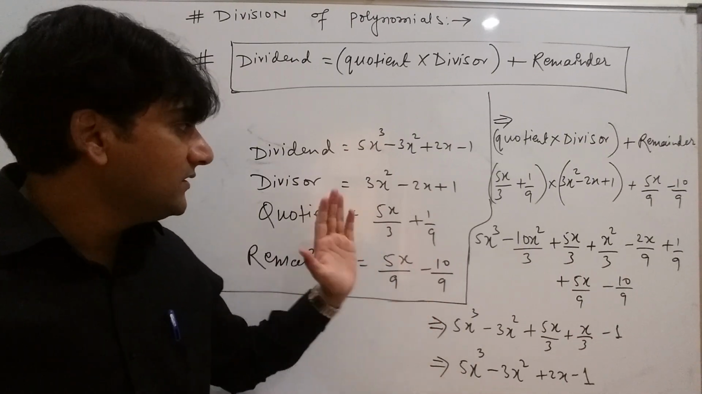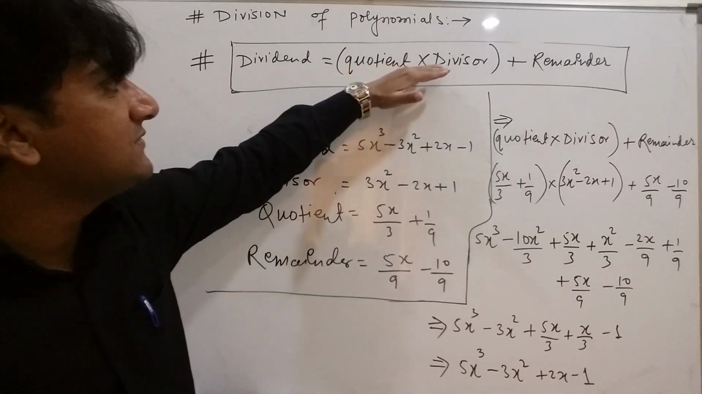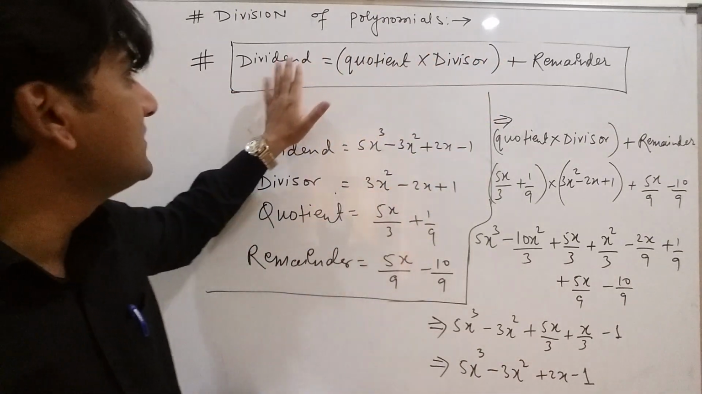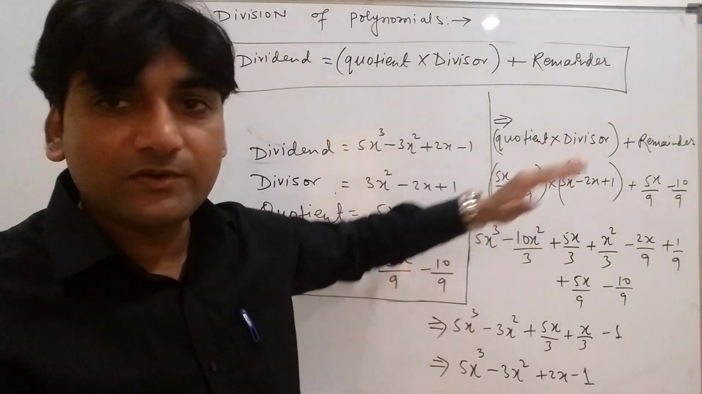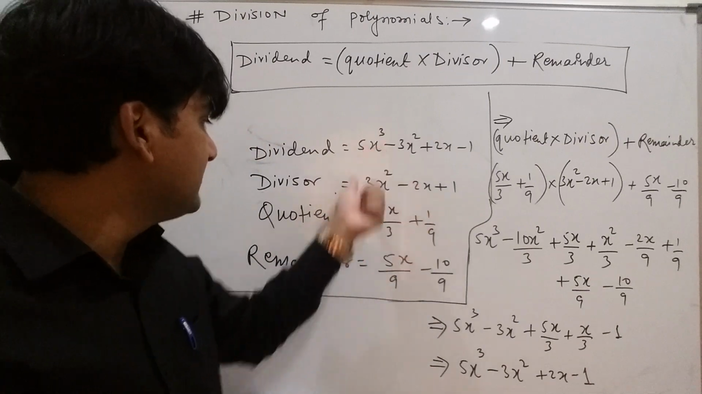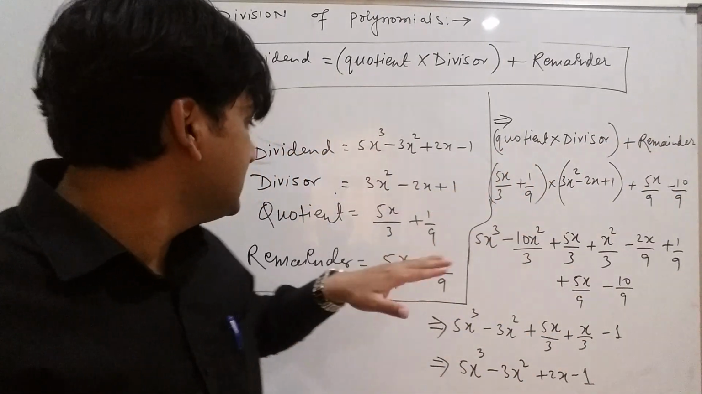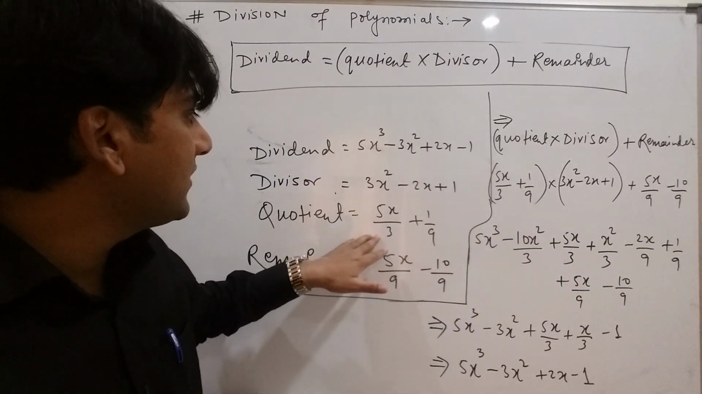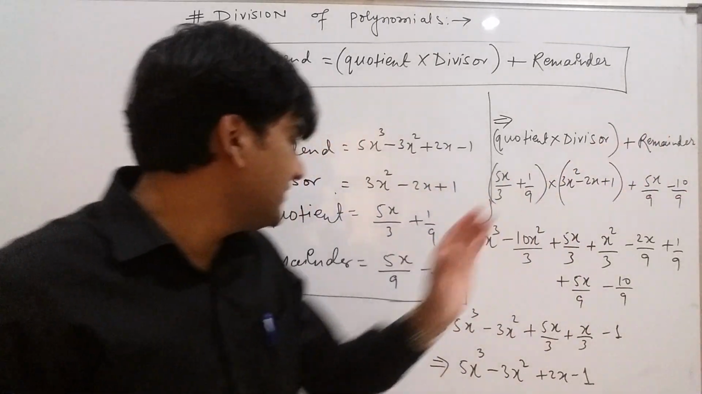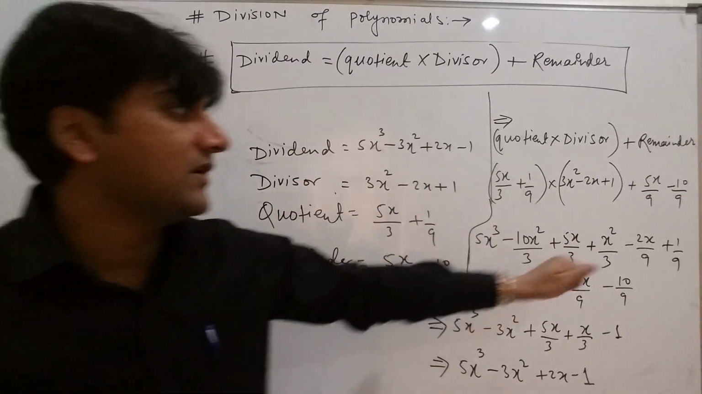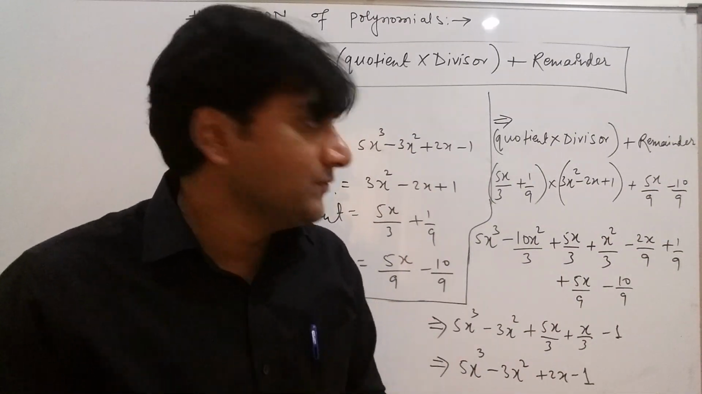Right? Now I want to verify this result. Quotient times divisor plus remainder, will we get the dividend or not? So I'm going to use all these values over here. Quotient times divisor plus remainder. Quotient means 5x over 3 plus 1 over 9, times divisor 3x square minus 2x plus 1, and remainder is 5x over 9 minus 10 over 9. So now it's a calculation part which I will explain too.